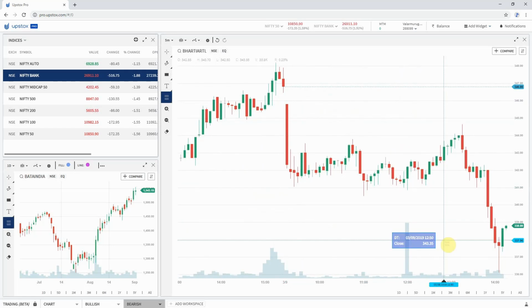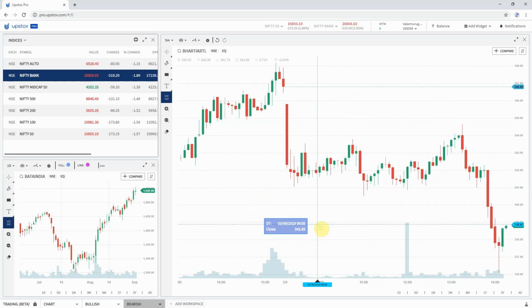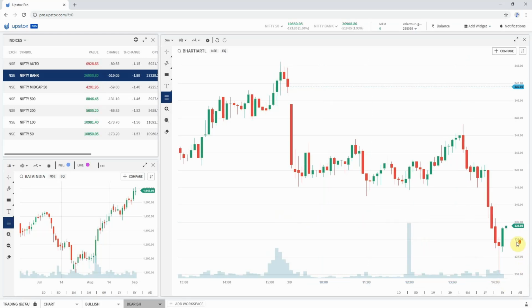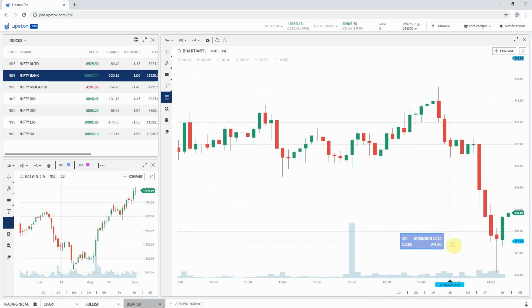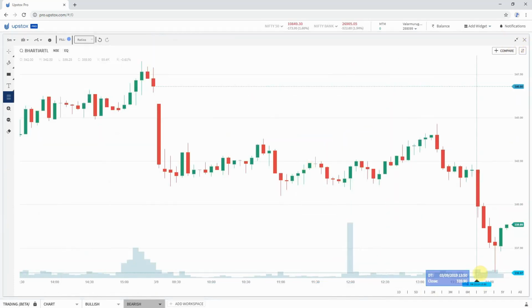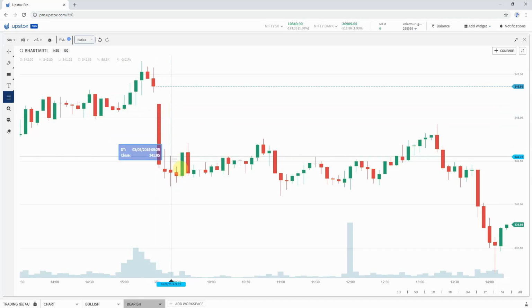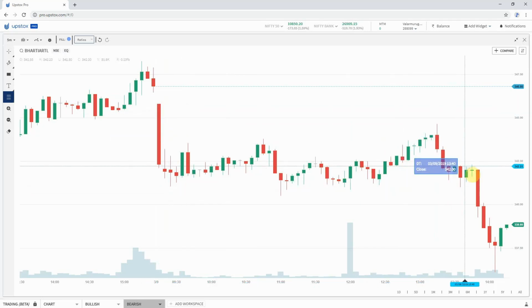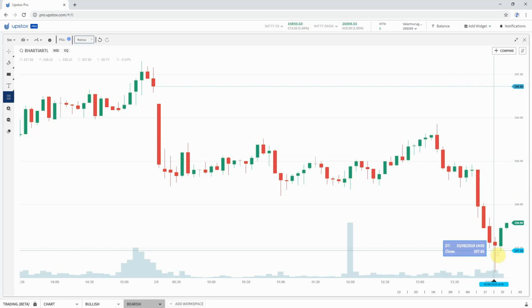Okay, now when I go to Bharti Airtel, this is a classic idea to work with. Now it's trading around 338.85, and if you see, the weakness started from here in the morning, and it was grinding like this. But in the last half an hour, 45 minutes, it witnessed a deep cut.